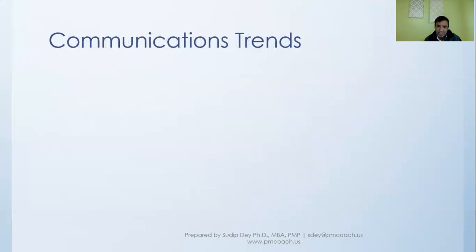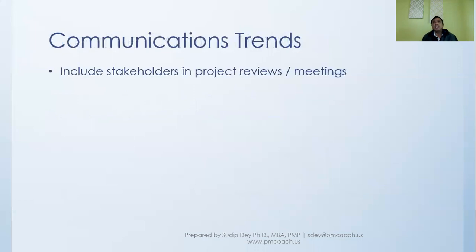Now, there are some communication trends that are effective, that make our whole communication effective. One is, when we are communicating in a project, we need to include the stakeholders in project reviews and meetings. Because the more we include the stakeholders, the more engaged stakeholders become. There is a buy-in then from the stakeholders in our project. And the likelihood of our project being successful becomes much more when we do that.